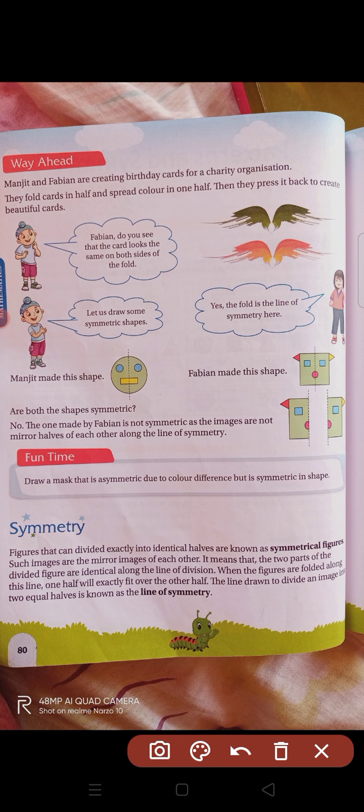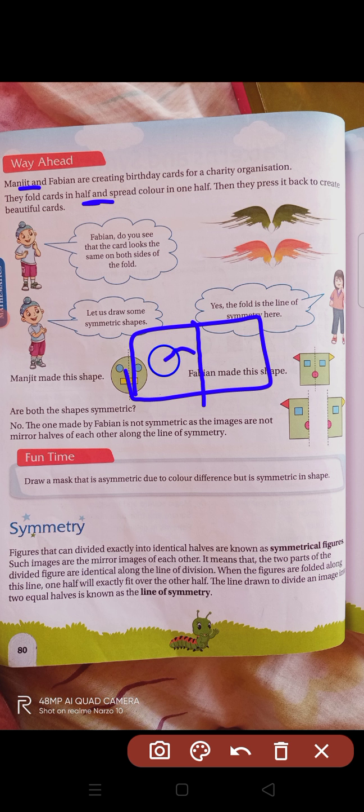Manjit and Fabian are creating birthday cards for a charity organization. They folded cards in half and spread color on one half. Then they pressed it back to create the beautiful cards. So what they have told is patterns. Let us take a blank page and fold it at the middle of the page, and just draw or color only on the half part.